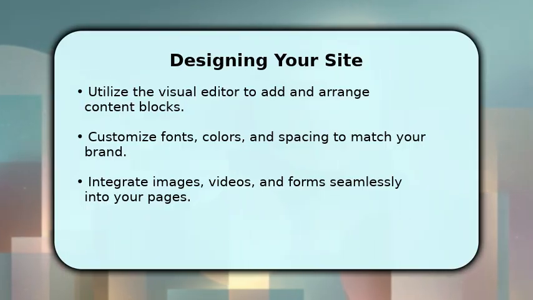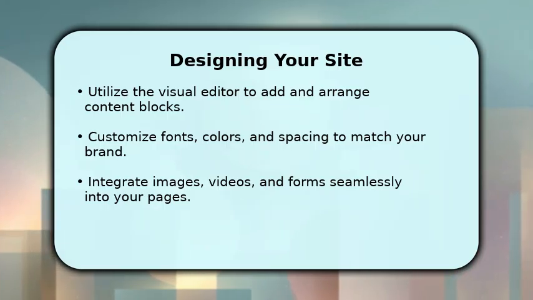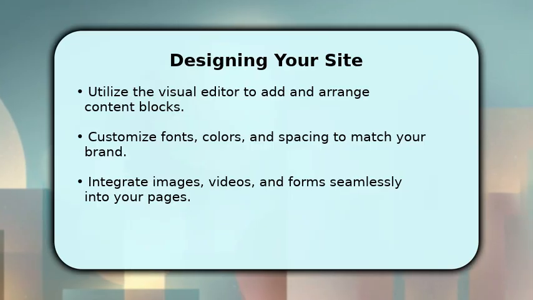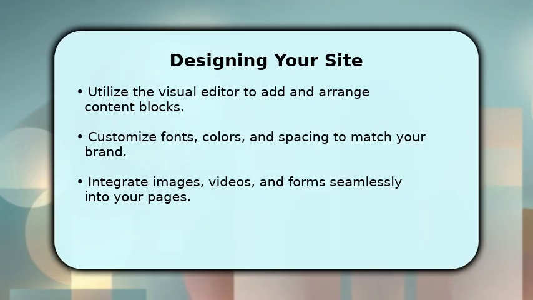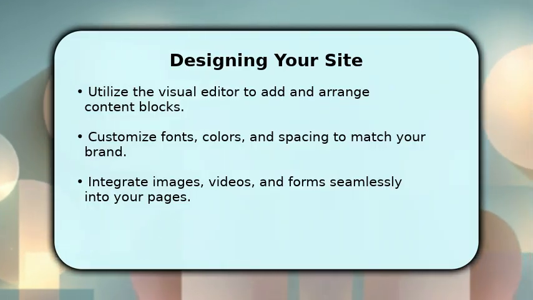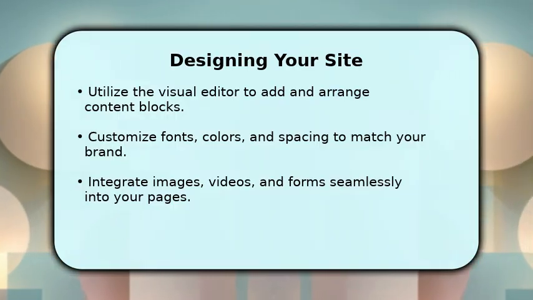Once your template is chosen, the design phase truly begins. You can use the visual editor to drag and drop various content blocks, such as text, images, and galleries, onto your pages. Squarespace allows for extensive customization of fonts, colors, and section layouts to perfectly align with your brand's aesthetic. This flexibility ensures your website looks unique and professional, reflecting your vision accurately.